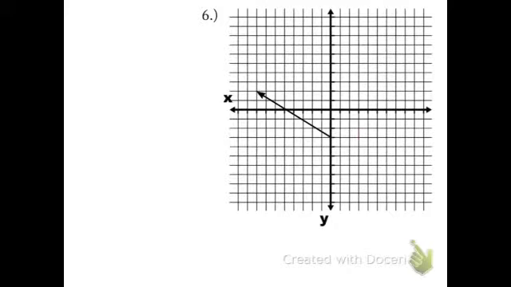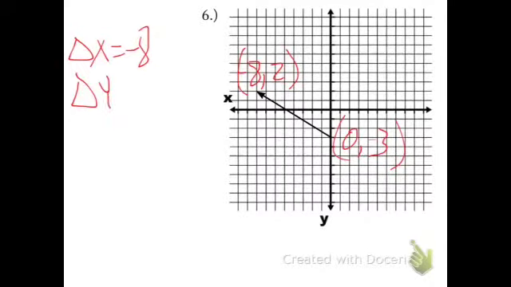On 6, you start out at 0, negative 3. And then you end with a y value of 2 and an x value of negative 8. If you go from 0 to negative 8, that's a change in x of negative 8. And the change in y, going from negative 3 up to 2, is an increase of 5. And so our vector is negative 8, 5.